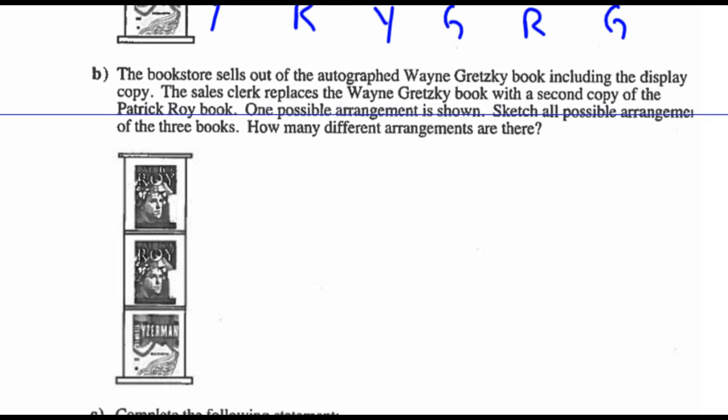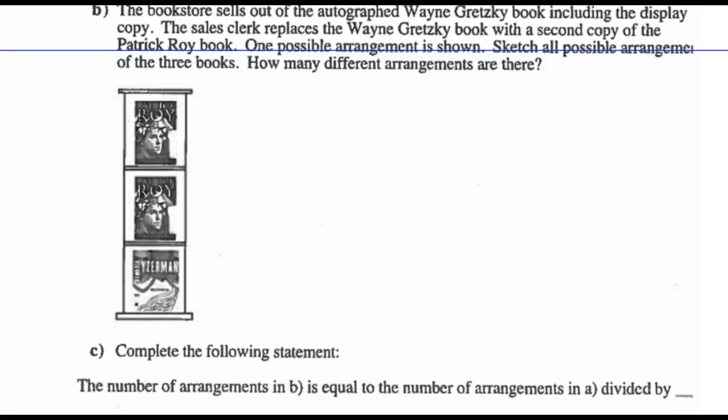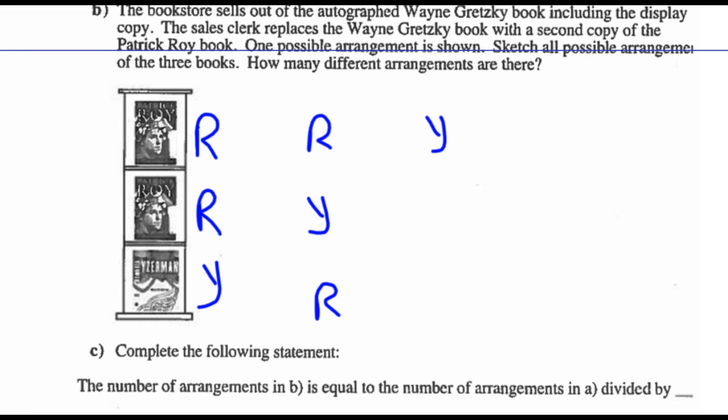However, Part B says the bookstore now sells out of the autographed Wayne Gretzky book, including the display copy, and the sales clerk replaces the Gretzky book with a second copy of the Patrick Roy book. One possible arrangement shown. Sketch the rest. Well, if these are both identical books, the 2 Roy books are identical, you can't really replace them. So you can't say Roy 1 and Roy 2, they're the same book. So the only options you have are the one listed. You could have Roy, Yzerman, Roy, and you could have Yzerman, Roy, Roy. But that is it. So now there are only 3 different arrangements.